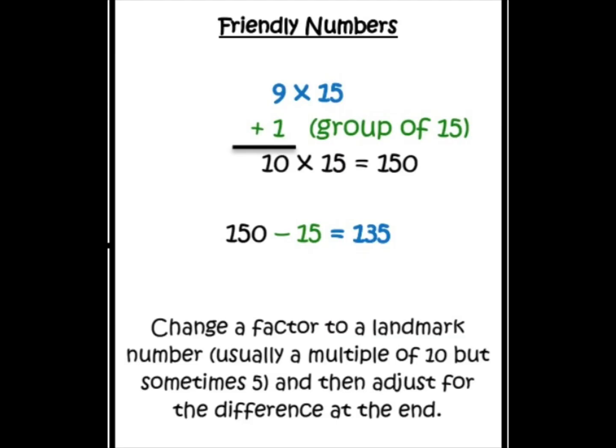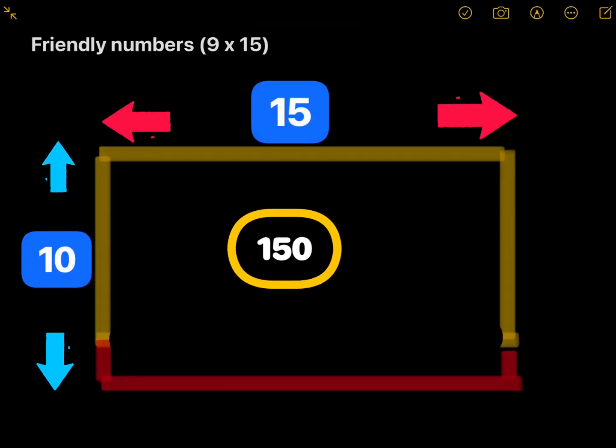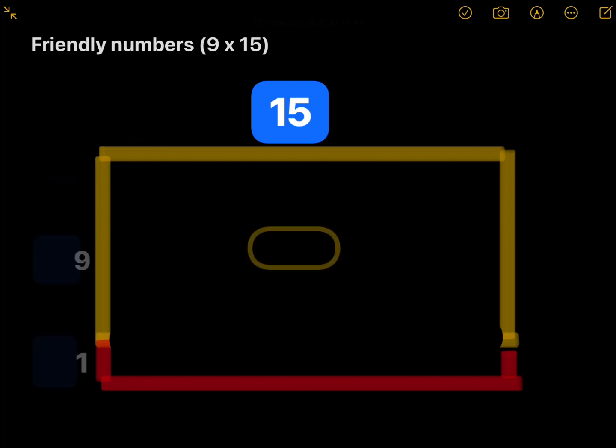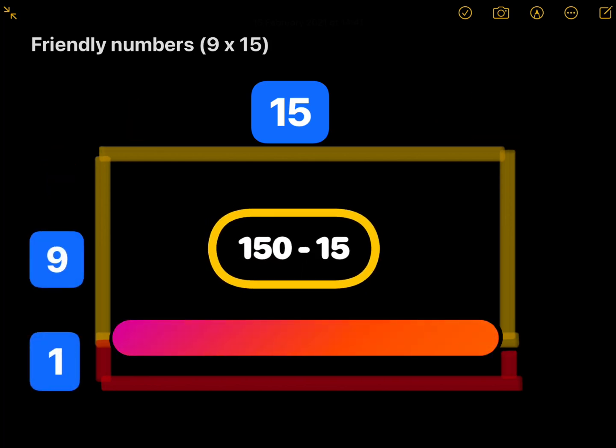Friendly numbers. Change a factor to a landmark number, which is usually a multiple of 10, but sometimes 5, and then adjust for the difference at the end. So when I see something like 9 times 15, I'm going to add an extra group of 15 to make it 10 times 15, because 10 times 15 is much easier to work out. And then I just have to remember to take off my group of 15 from the 150. Here we can see that the vertical column has been made longer, so that it's a friendly number, which then has to be adjusted for to get back to 9.